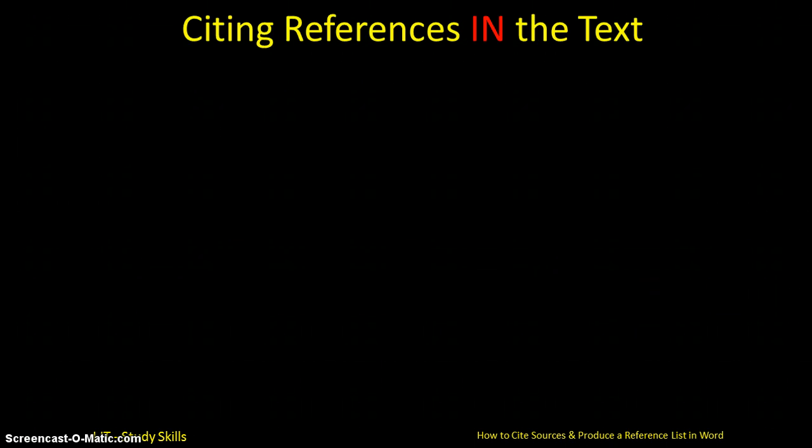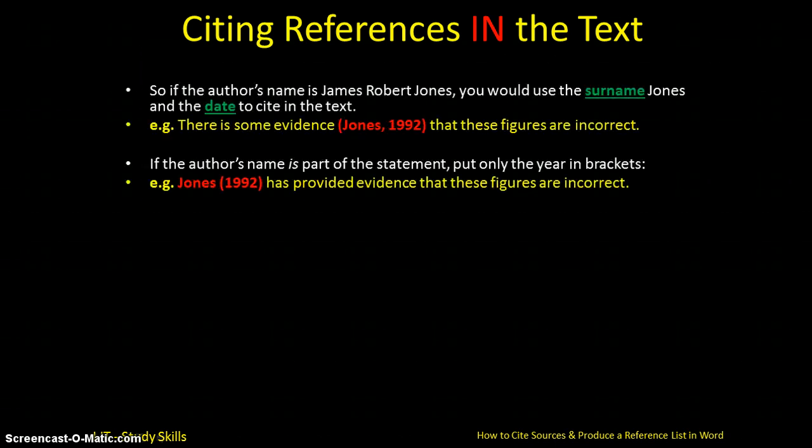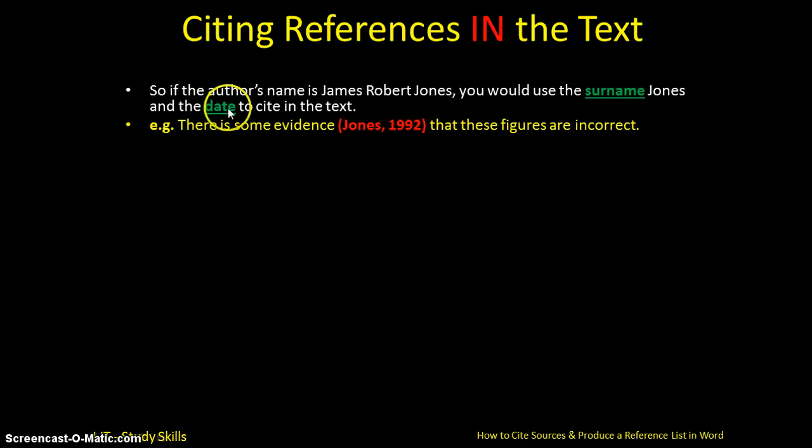So let's have a look at some examples of citing references, or citing other people's work, that you might have in the text while you're writing. So if the author's name is James Robert Jones, you would only use their surname and the date that their research was done in when you cite this author. You don't put their whole name, you don't put initials, you don't put their middle name, you just use the surname and the date. That's the most basic version.